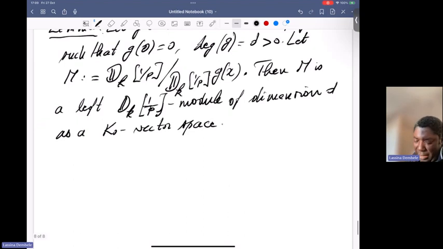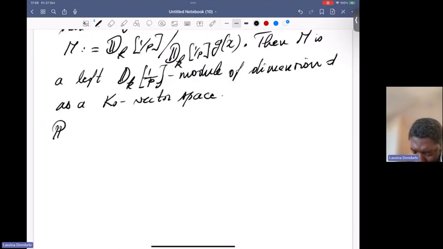If you look at this statement, it's the analog of what you see the first time you encounter a number field. You take a polynomial, then you quotient the ring of polynomials with rational coefficients by that polynomial, and you say that it's a number field, meaning it's a vector space of finite dimension over Q. So it's exactly the same case here, except that we are in the non-commutative setting. And what I'm going to do is just convince you that that's the case.